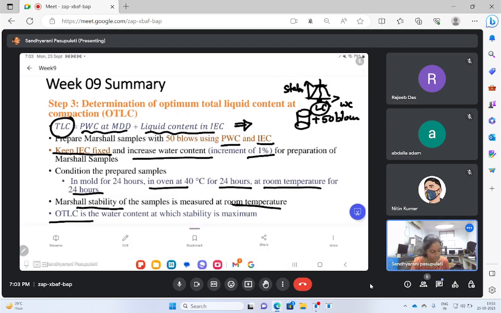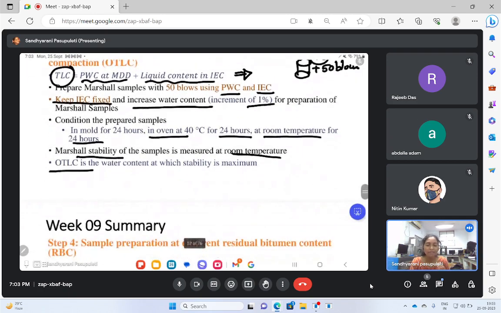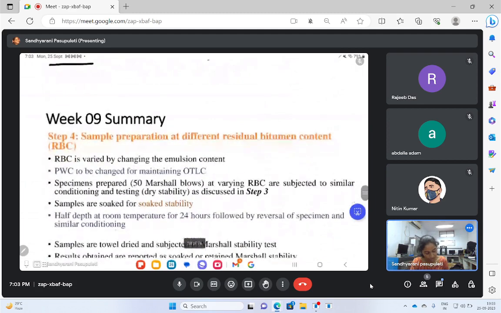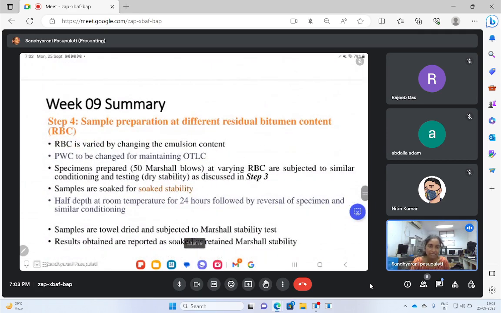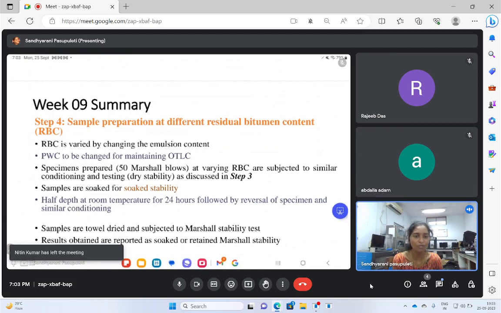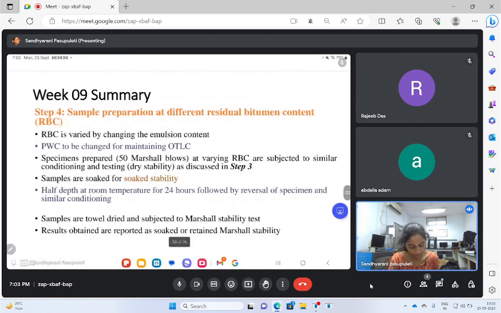That means at this water content, the emulsion would be stable, and the amount of pre-wetting water is also sufficient. So once we finalize the water content, let us come to the bitumen. Initially we calculated the initial residual bitumen content. Now we don't know whether that is the bitumen content which will give the optimum performance. Now we have to calculate the optimum residual bitumen content. So what do we need to do?